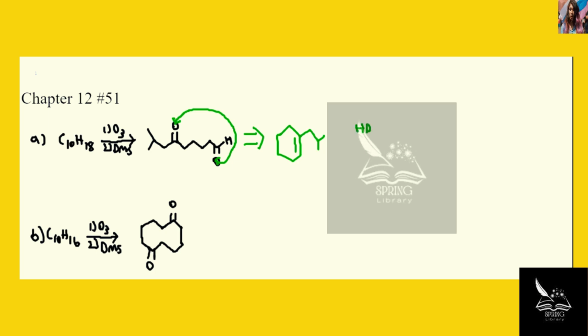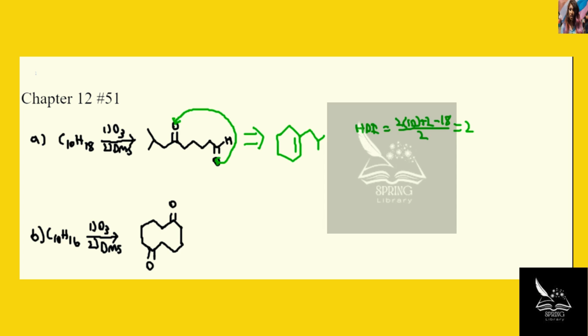If we wanted to check that, we can calculate the HDI for the formula we were given. HDI is 2 times the number of carbons, so 2 times 10, plus 2, minus the number of hydrogens, so minus 18 here, all over 2. 22 minus 18 is 4, and 4 over 2 is 2. So we do indeed have one ring and one double bond, which satisfies the calculated HDI. If you count out the carbons and hydrogens, you would see that it fits as well. That's our answer for A.